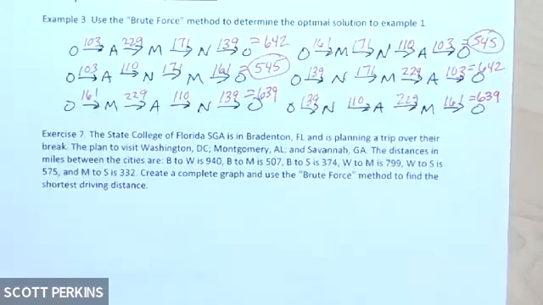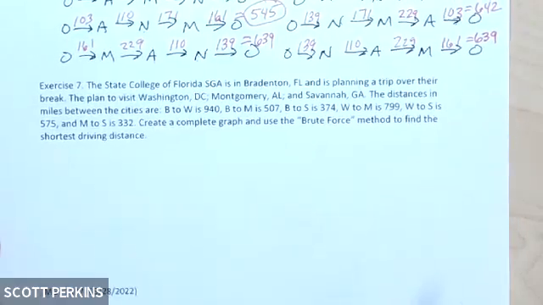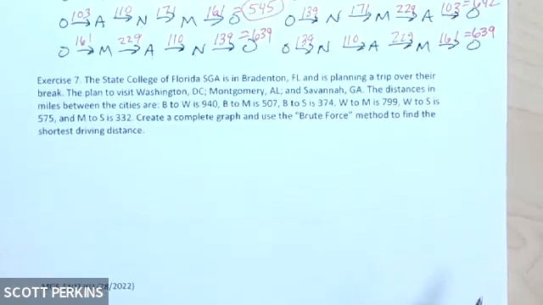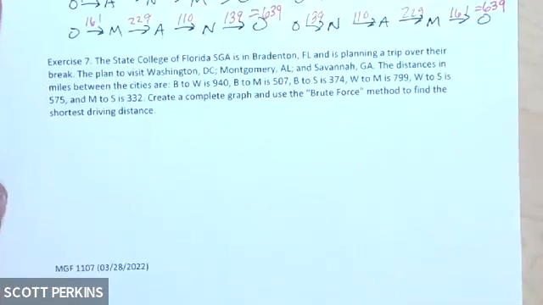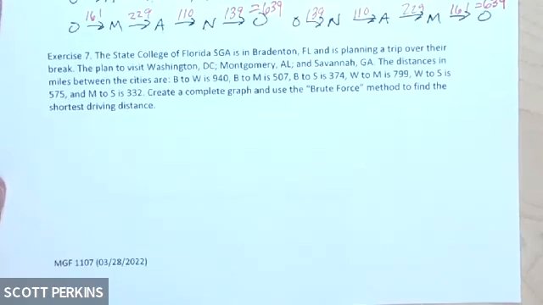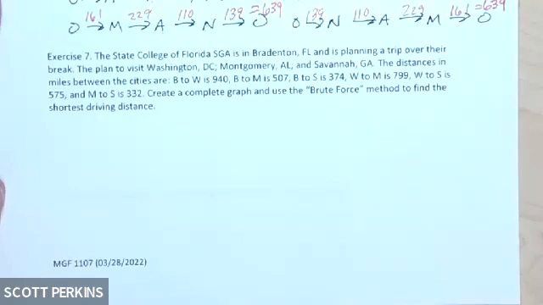Here's the longest problem you've got left. The other method is going to be a lot shorter, and it's going to be an approximation. But before we get there, exercise 7 says this. The State College of Florida Student Government Association, they are in Bradenton, and they're planning a trip over their break. They're going to visit Washington, Montgomery, and Savannah. The distances in miles between all those different places are given to you.